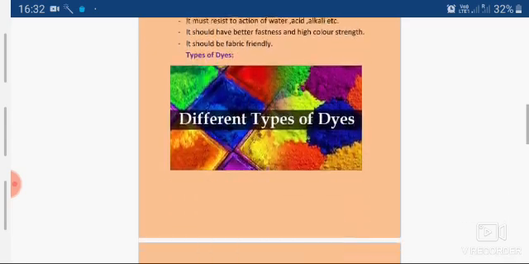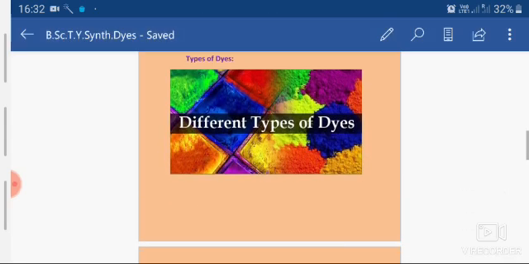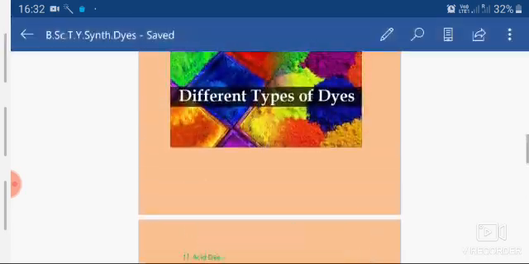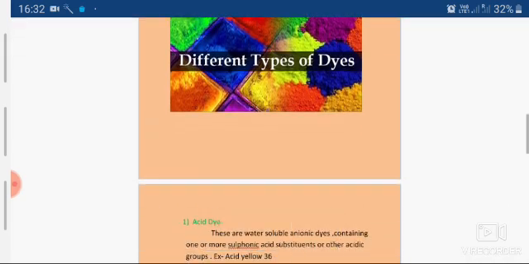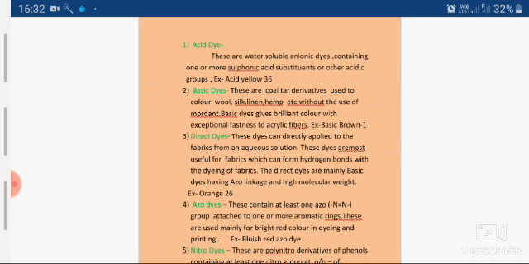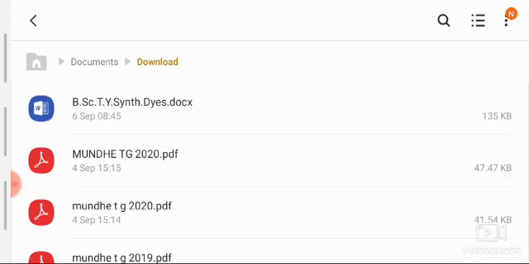And next point is types of dyes. Look at these different dyes. There are many dyes: yellow, red, orange, green, blue. All those are dyes. Also, the dyes have been classified into different categories based on their characteristic structures and properties or their sources. And the very first dye is acid dye.